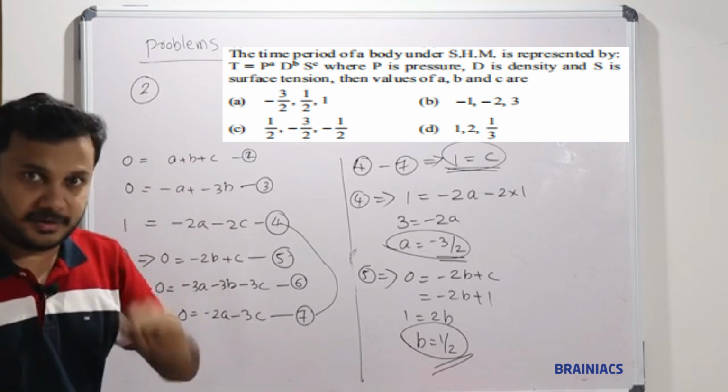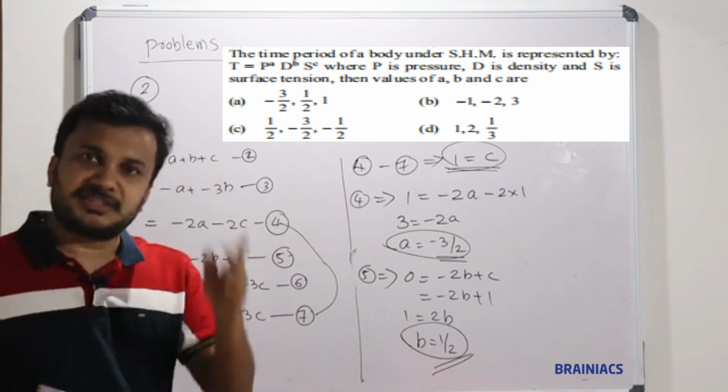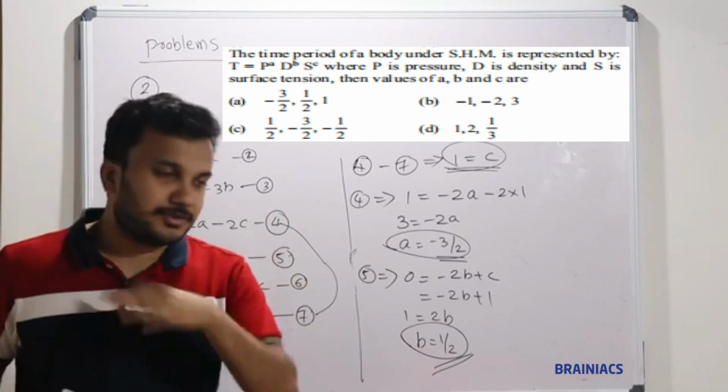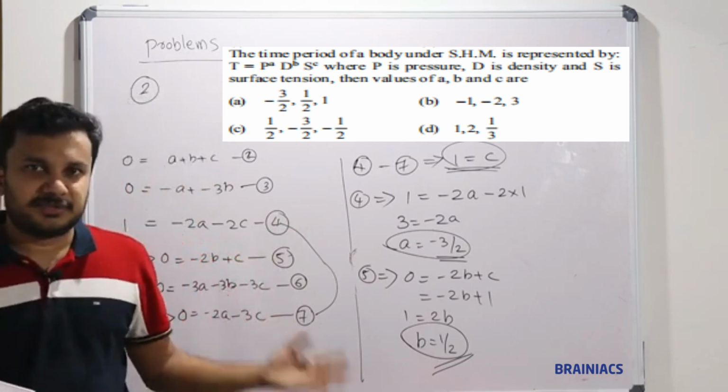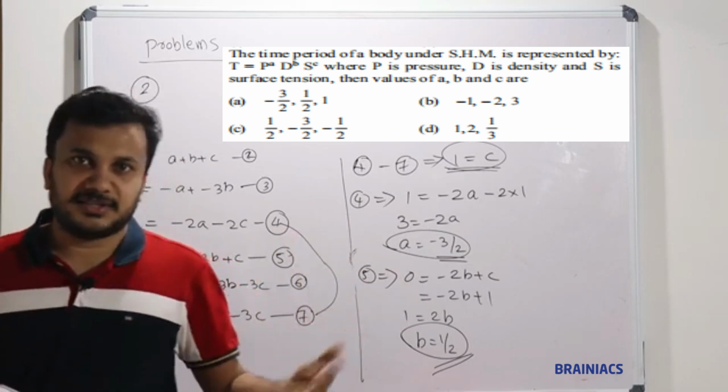If you are getting, just hold it. Do not mark it immediately. Go to the second option, option number B, substitute there. You check whether you are getting 0 or not. If you are not getting 0, 100% it's not the answer. Substitute C, substitute D. If you are not getting the answer with C and D, then the answer is A.